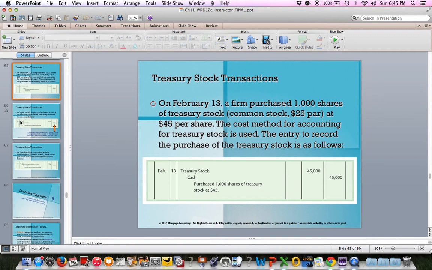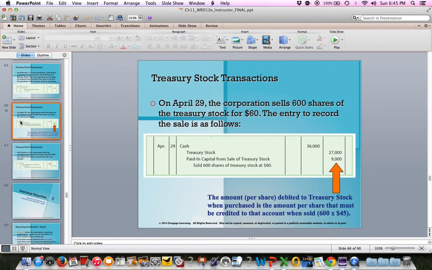And so it says here, on February 13, a firm purchases 1,000 shares of treasury stock, which was common stock at $25 par, for $45 per share. We're going to use the cost method of accounting for treasury stock, and the entry is as below. Debit treasury stock and credit cash. And that's exactly for the market price, 1,000 shares at a price of $45 each.